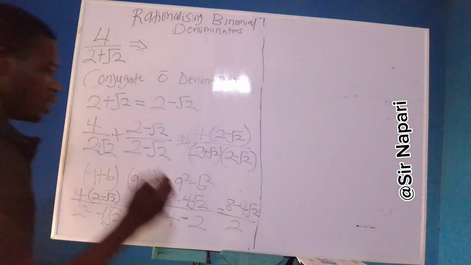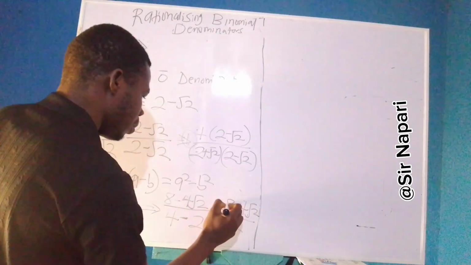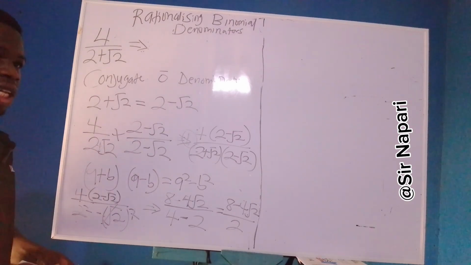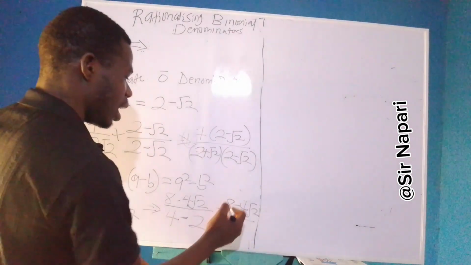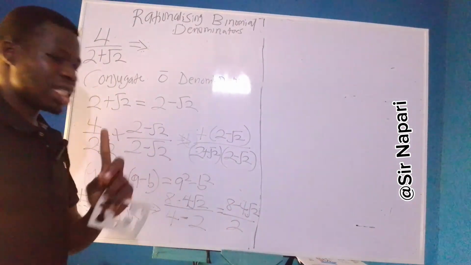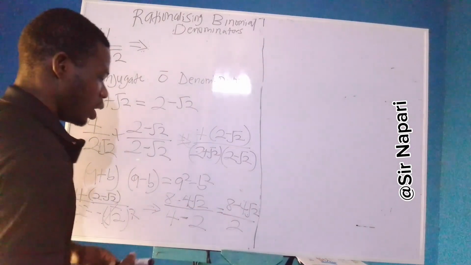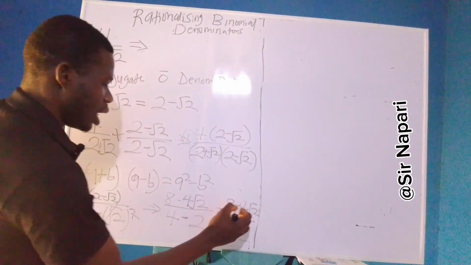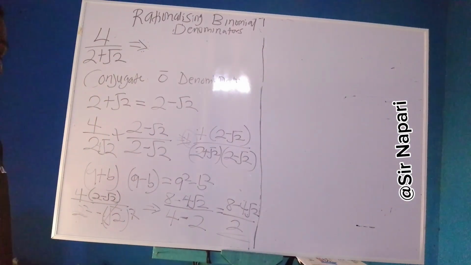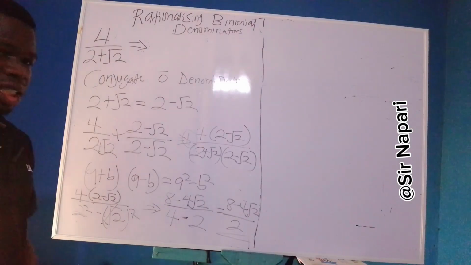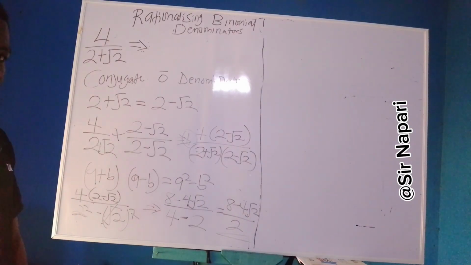Let's take note. Don't be tempted to subtract this from this. Remember, in addition and subtraction of surds, if they don't have the same roots, you can't add them. So here the 8 is not a surd, so we can't subtract the 4 from the 8 here. And so the simplification will be 8 minus 4 root 2, all divided by 2. And that is exactly how we rationalize binomial denominators.